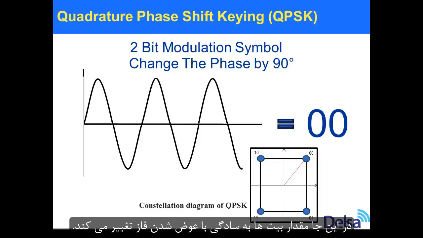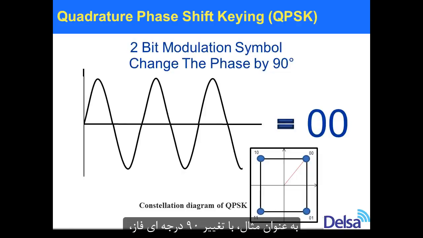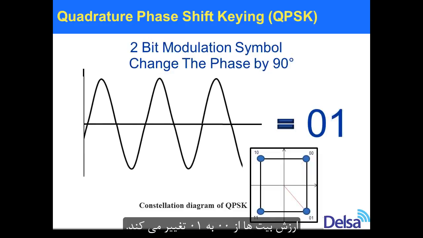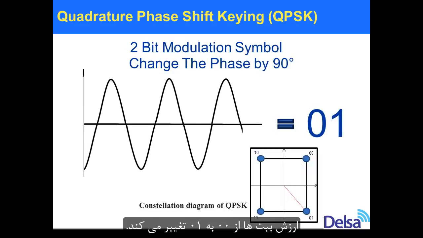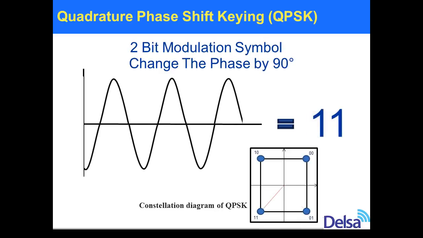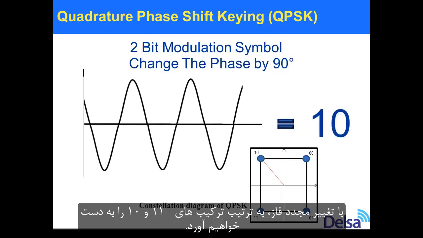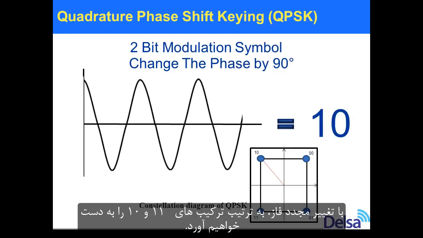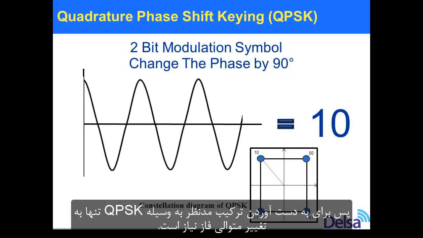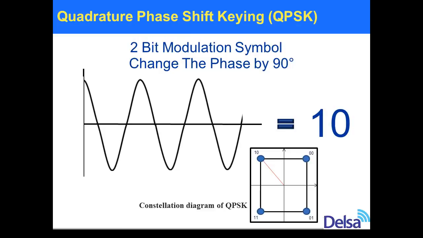By simply changing the phase, we can change the value. So for example, by changing the phase from the current representation by 90 degrees, we can change the value or the symbol to 01. Change the phase again, we get a new symbol 11. Change the phase again, we get a new symbol 10, and so on. So by changing the phase, we can very simply indicate the symbol that we're trying to recreate.